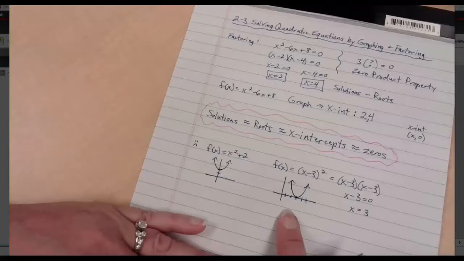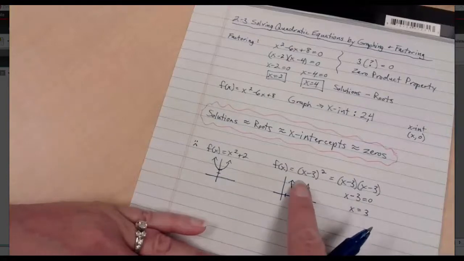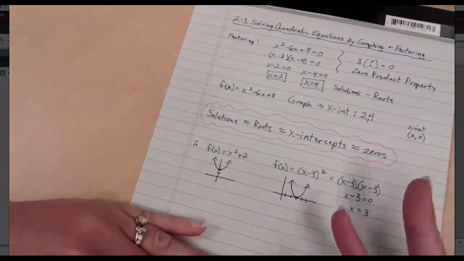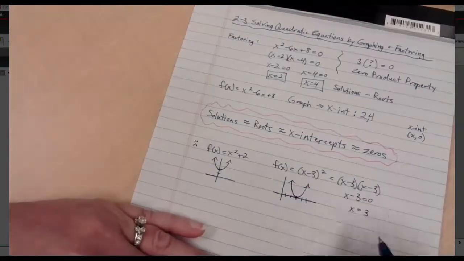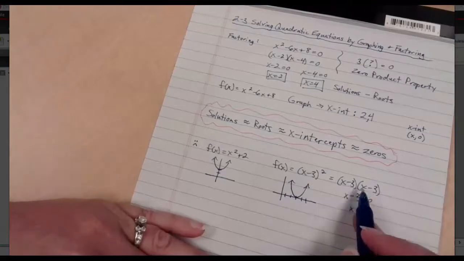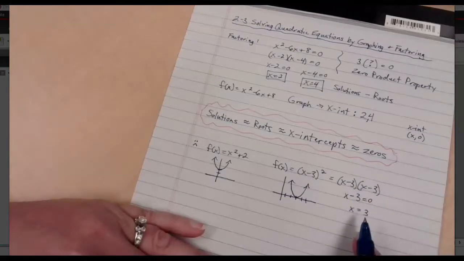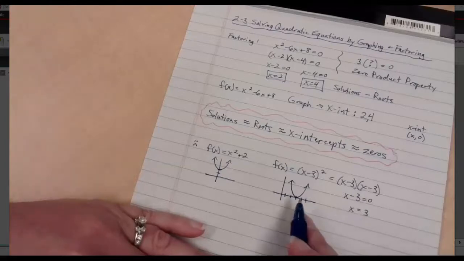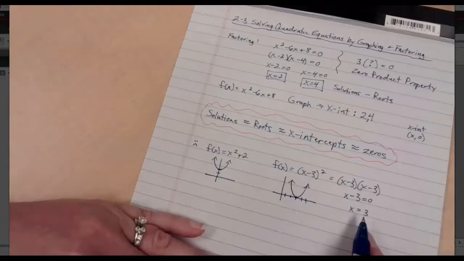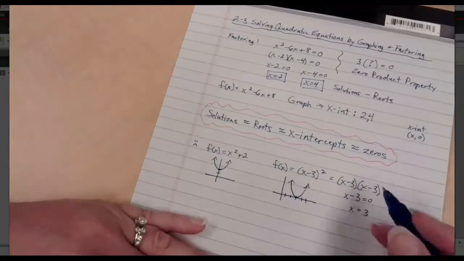I am really hoping some of you are going, yeah, but didn't you tell us there would be 2 answers? Because if it's x squared, there's supposed to be 2 answers, so where's my other answer for this thing? Since both factors are x minus 3, both answers are 3. And this is what it looks like visually when you have 2 identical answers.